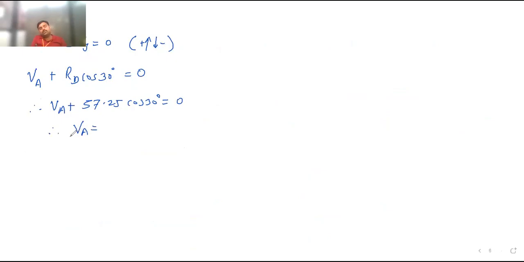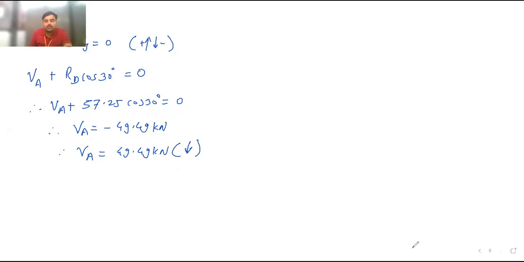What is the value? VA minus 49.49 kilonewton. Now this minus sign is there. Therefore, VA is equal to 49.49 kilonewton, but VA should be downward, it should not be up. This is the meaning of the negative sign.